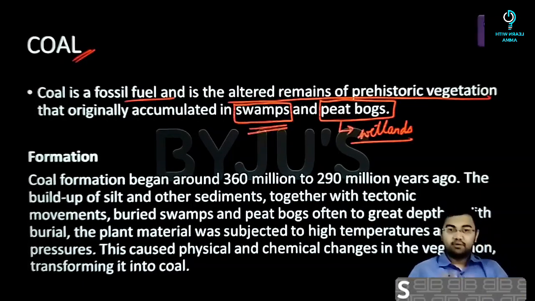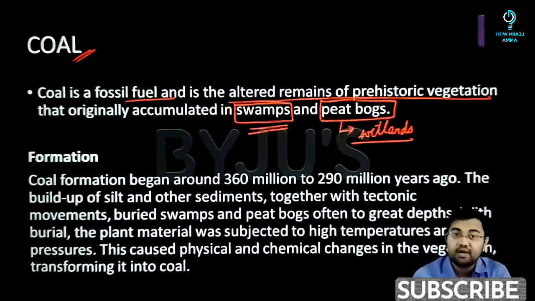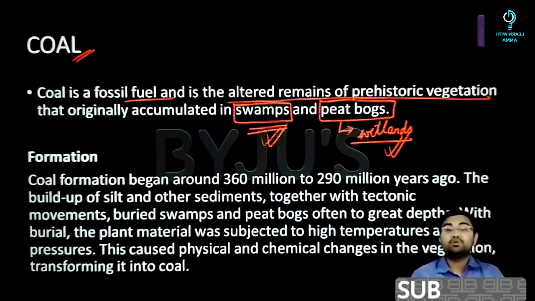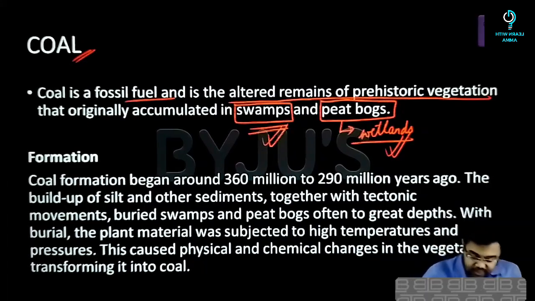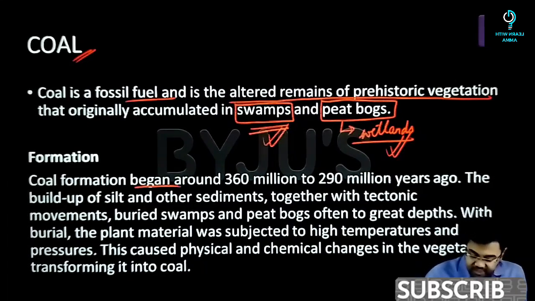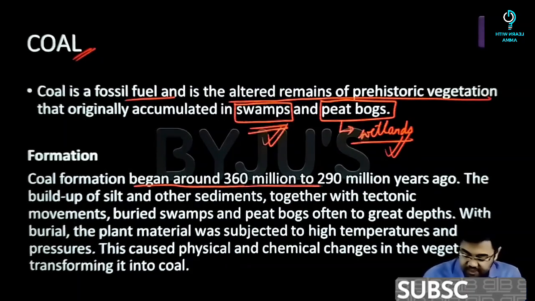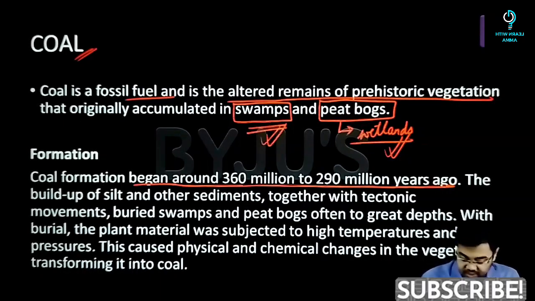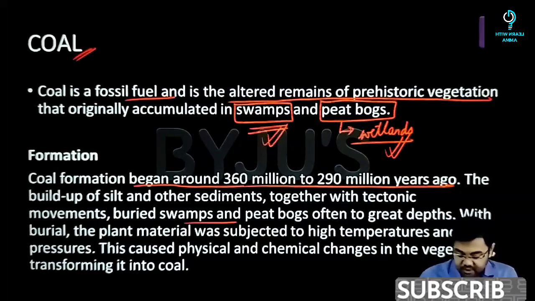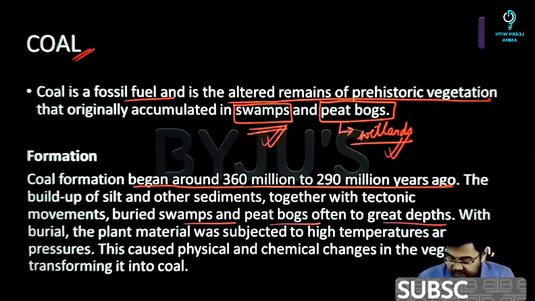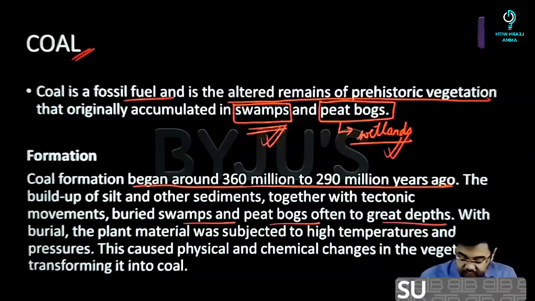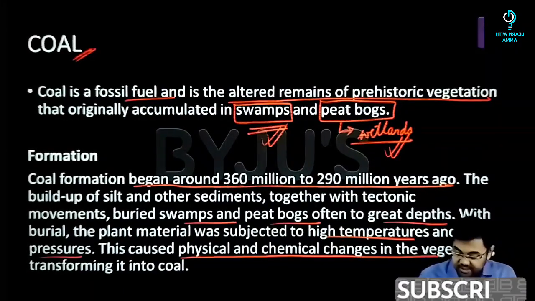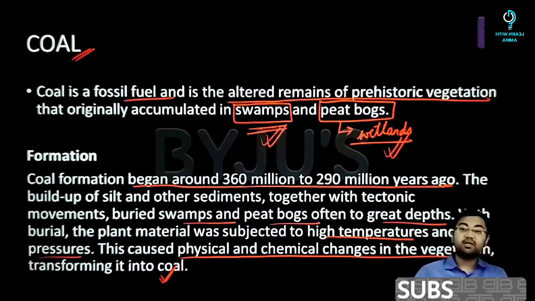So it is organic matter, or a source of carbon, that has originated from these kinds of areas and has taken a huge amount of time for its formation. The formation began around 360 million to 290 million years ago. The buildup of silt and other sediments together with tectonic movements buried the swamps and peat bogs, often to great depths. With burial, the plant material was subjected to high temperature and high pressures. This caused physical and chemical changes in the vegetation, transforming it into coal.